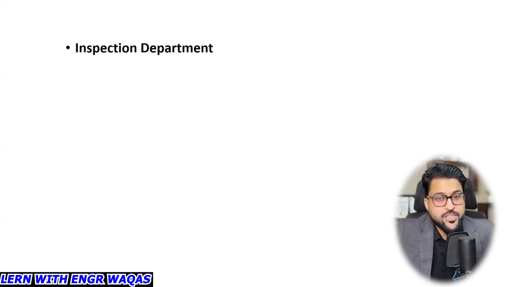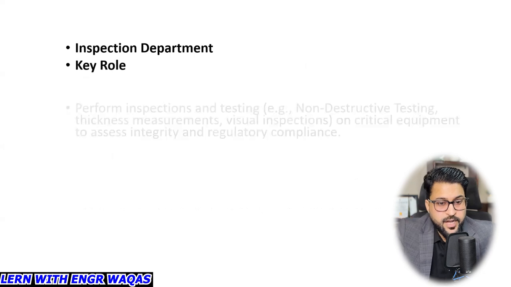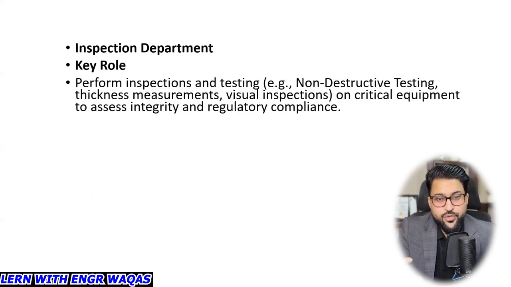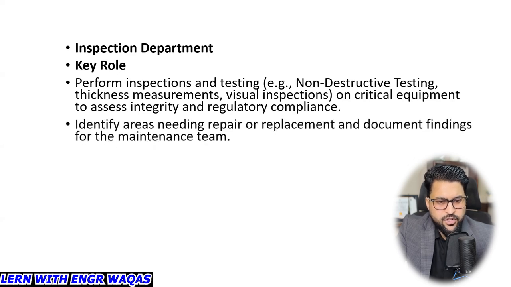Next, the inspection department. They make sure that the equipment is ready to inspect. If it is expired, you need to repair it. They perform inspection and testing, NDT, UV (ultraviolet), and many other tests, and identify areas needing repair.